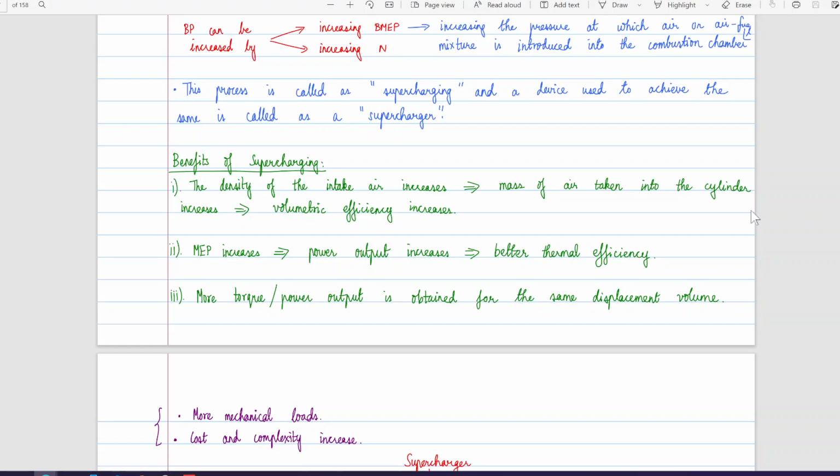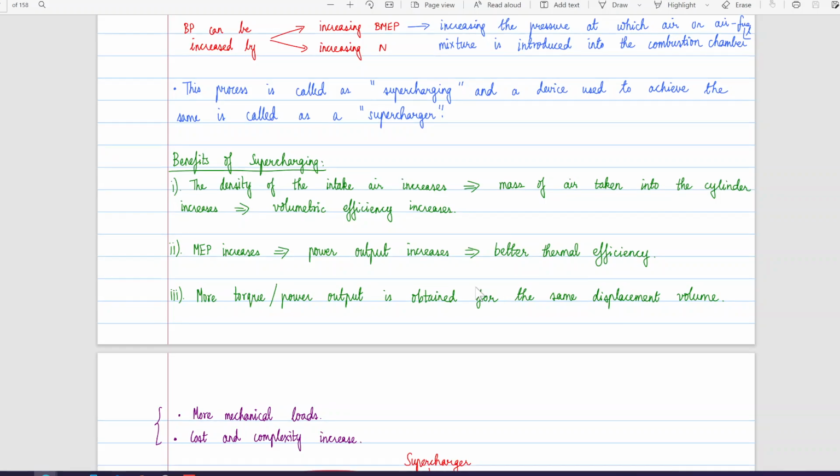The density of intake air increases because we are increasing the pressure. So as the density increases, the mass of air taken into the cylinder increases, resulting in improved volumetric efficiency. Since MEP increases, power output would also end up increasing, which would give us more thermal efficiency, and consequently we can obtain more torque or power from the same displacement volume.